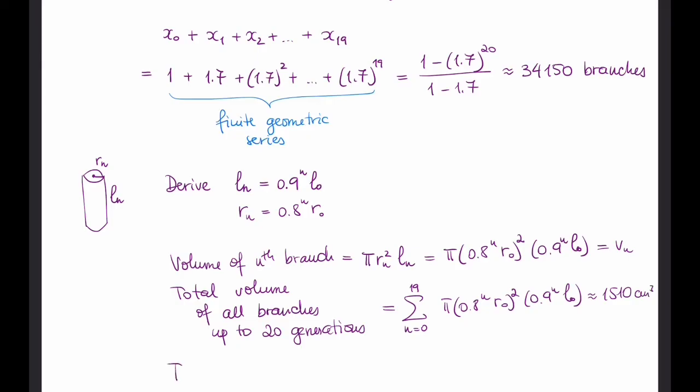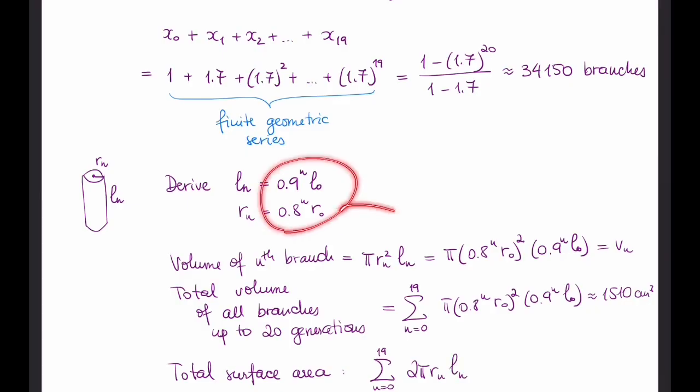Similarly, we can calculate total surface area, and in fact, we don't even have to set up anything new, and that is because the surface area of the branches can also be calculated using this cylindrical structure, and that's going to be the sum, again, of the first 20 generations of the surface area of each cylinder. And the surface area of each cylinder is 2 pi r L. And if we expand it out just like we did here by plugging this in and then massaging the sum a little bit, we'll be able to apply the geometric series formula and calculate this number.